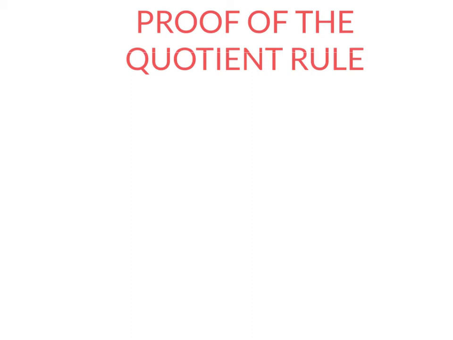Thank you so much for tuning into this video in which we'll go through the proof of the quotient rule. So what is the quotient rule? Well, we looked at the product rule. That's how we differentiate two functions multiplied together. And the quotient rule is how we differentiate a function u over v, one function divided by the other.